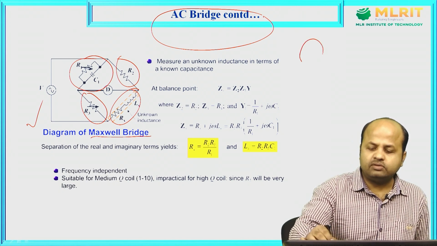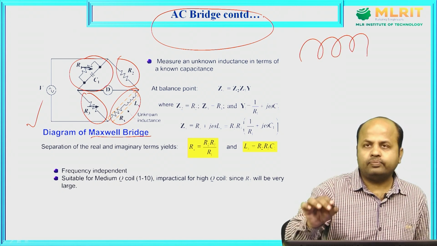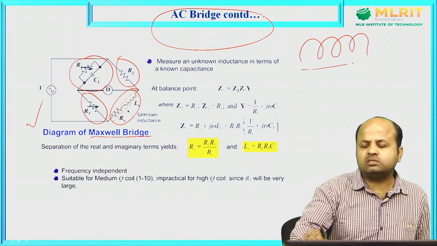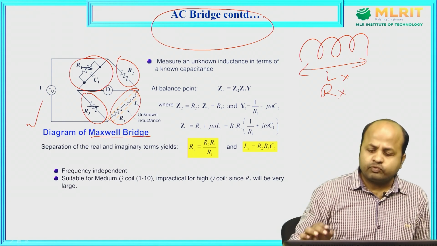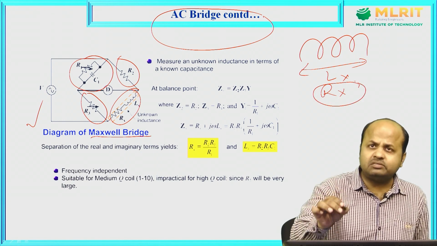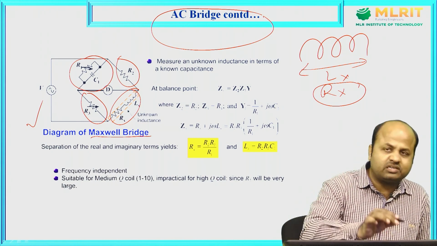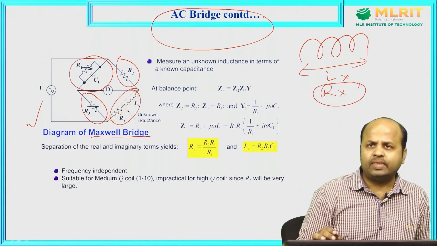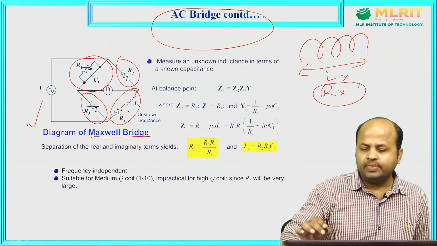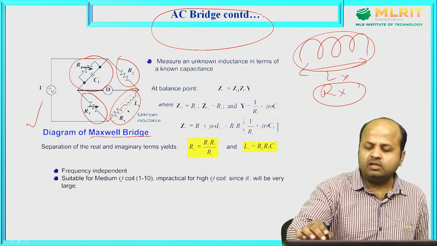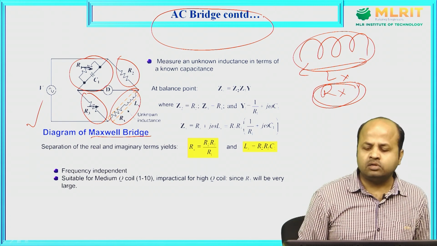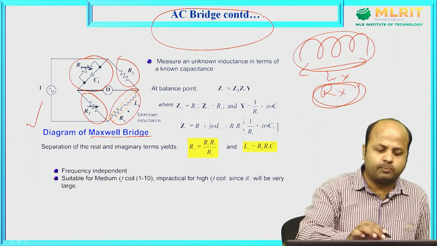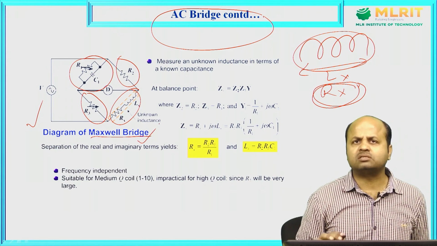You know that this is a coil and I want to find its inductance LX and its resistance RX. So RX here denotes its internal resistance. We are not connecting any external resistance RX, so you have to note down this point. A coil has inductance as well as internal resistance RX. Both we can find with the help of the Maxwell bridge balance condition formula.